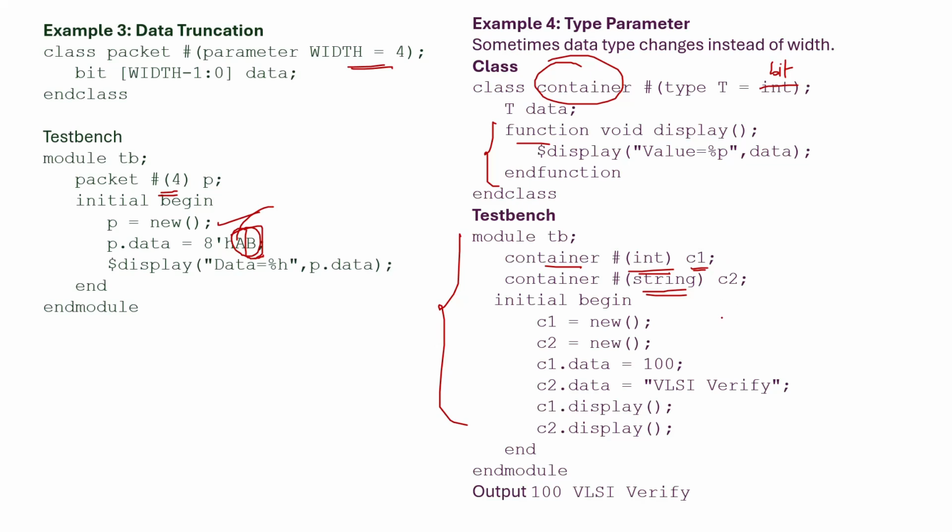So type parameter, whatever the data type is there, that data type will be changed. c1 dot data equal to 100, because it is an integer data type, and c2 is a string, then c2 dot data equal to a string like VLSI verify, something we are using there. Then c1 dot display, c2 dot display, we are utilizing.